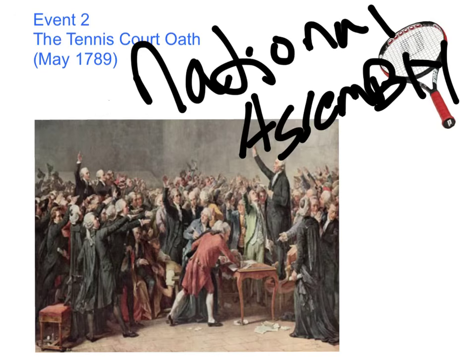And this National Assembly then makes this important oath. And their oath is this: they are never going to disband until they get a new constitution. That's the oath. They will fight until a new constitution is written.